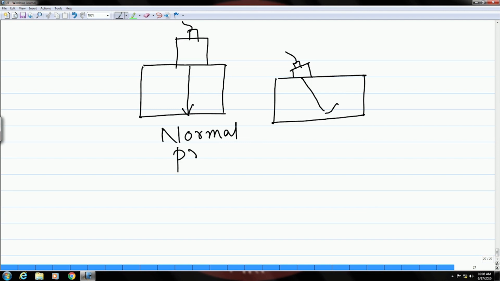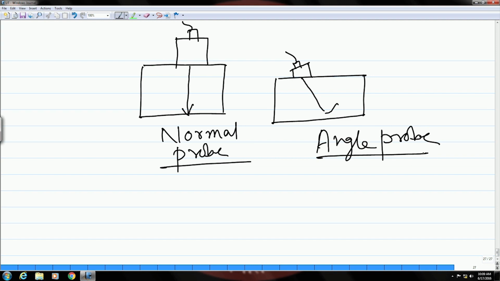known as a normal probe, because the ultrasonic waves are going vertically down, perpendicular, and this is an angle probe. Okay. Right. So, depending on what kind of part you have and what kind of defect orientations you are expecting, based upon that you could either select a normal probe or an angle probe.